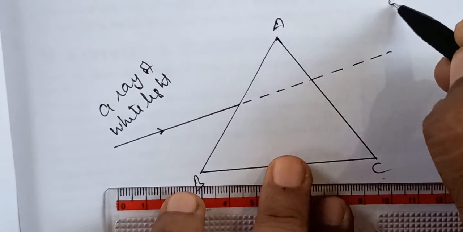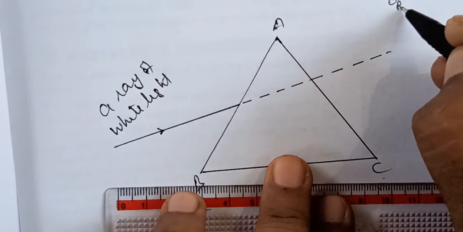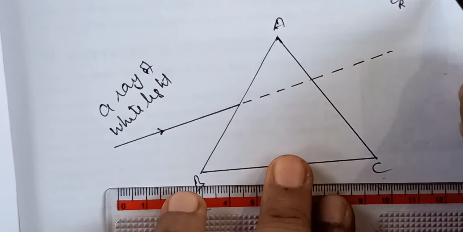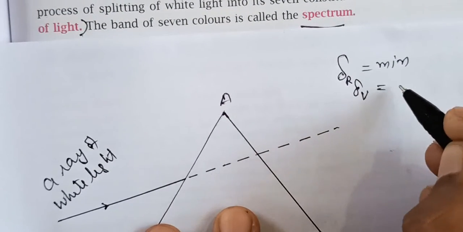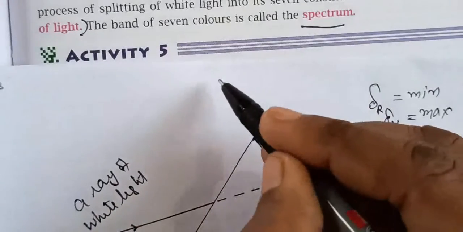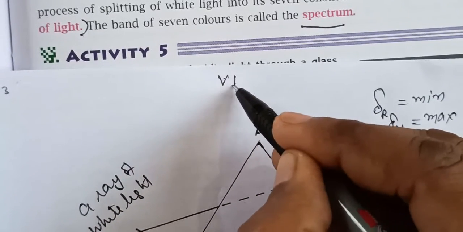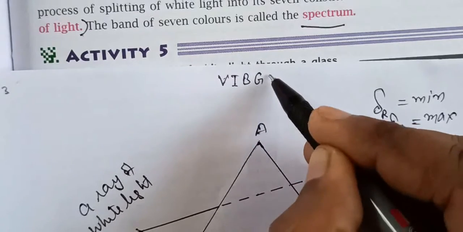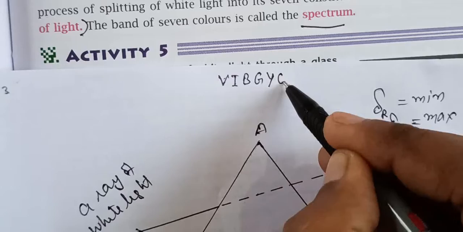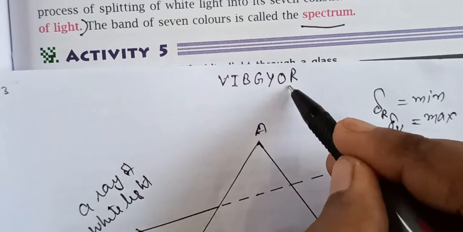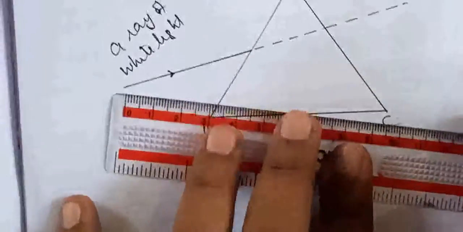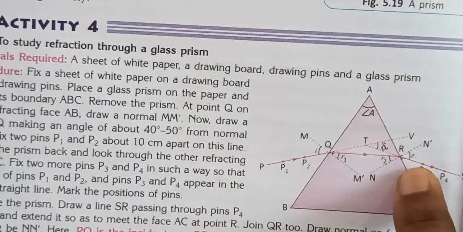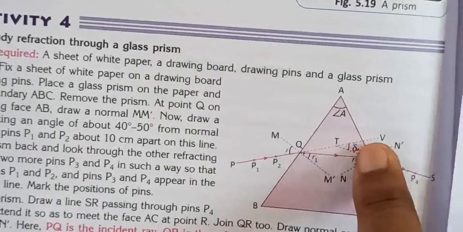You know, angle of deviation we have already discussed in the first part. Angle of deviation for red is minimum, and angle of deviation for violet color is maximum. White light has 7 colors: violet, indigo, blue, green, yellow, orange and red. So which color has maximum angle of deviation? Violet. Minimum, red. Angle of deviation, as we have already discussed, means the angle which the emergent ray makes with the original path of the incident ray.